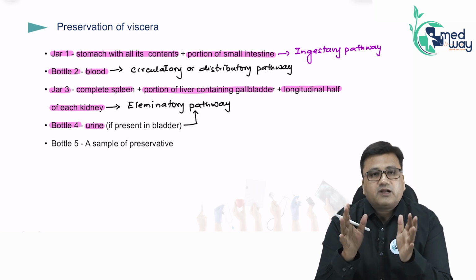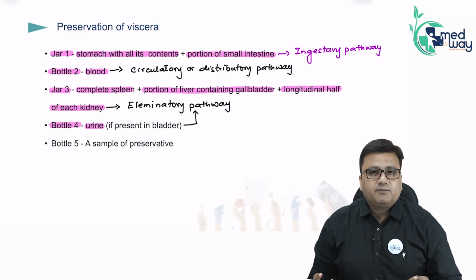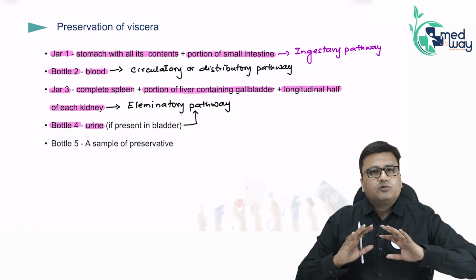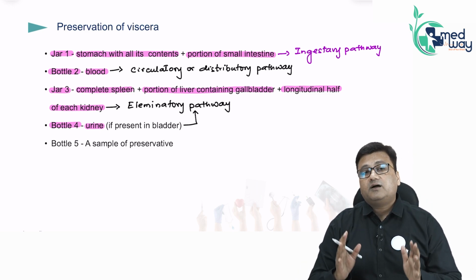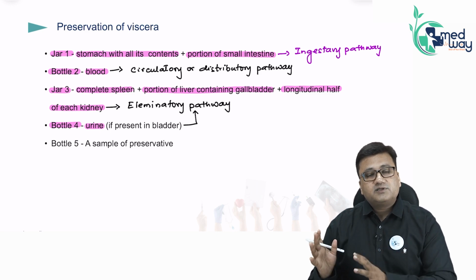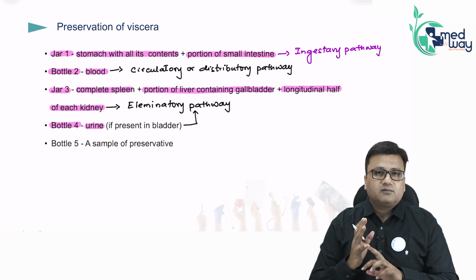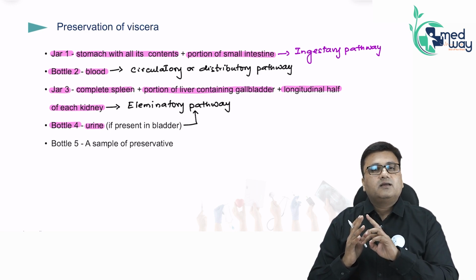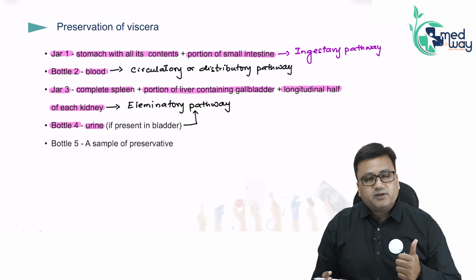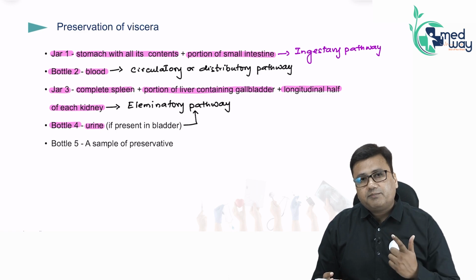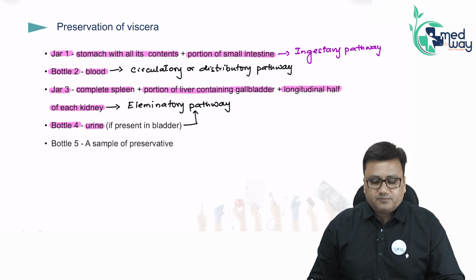So, what do we see in viscera preservation, which is done to detect any presence of poison in the body? You can see that there is no specific vital organ preservation that is necessary. So, when we say viscera for detection of poison in the body, there is no necessity of preserving any heart, any lung or any brain, right. What we need to preserve is the ingestory pathway, the distributory or circulatory pathway, and third is the eliminatory pathway, right.